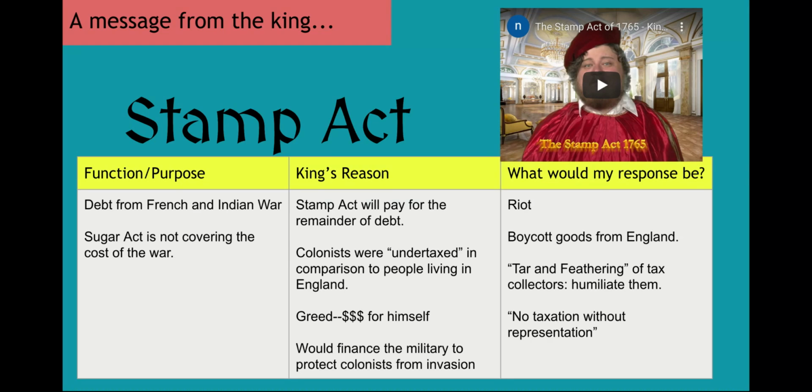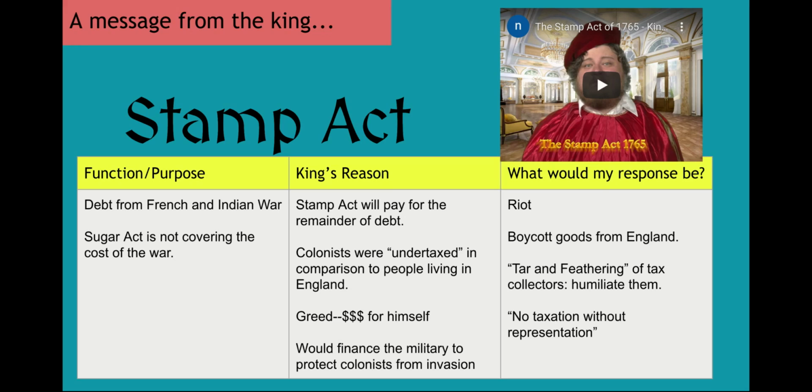And if you remember, King George III says, okay, I've got to pay off this debt. So instead, I am going to have to tax you with the Sugar Act. But the Sugar Act didn't bring in enough money. So what happens? The Stamp Act is created to pay off the remainder of the debt.